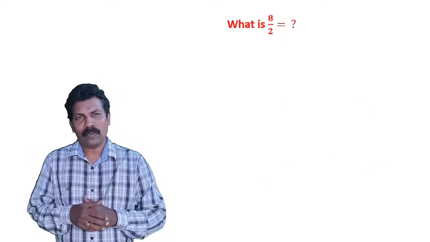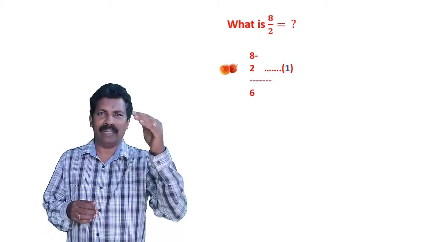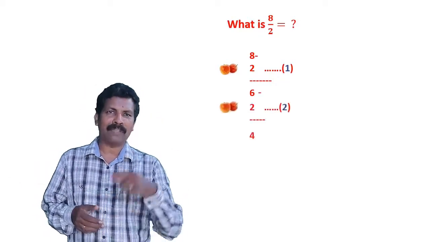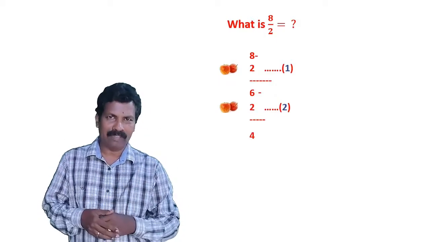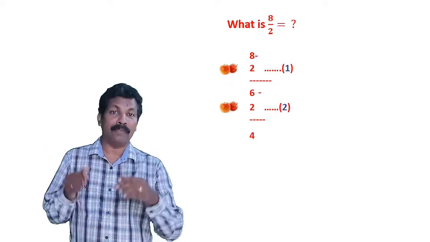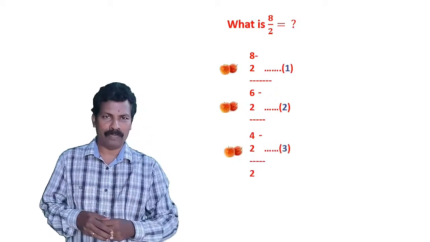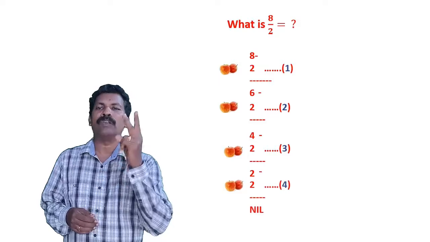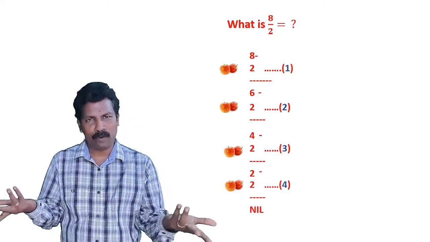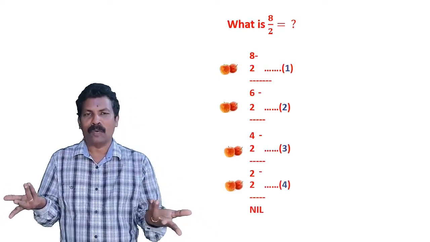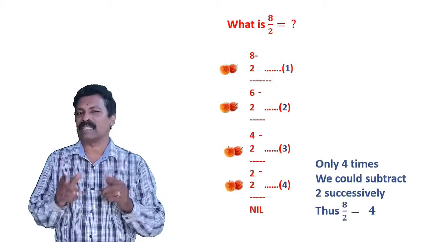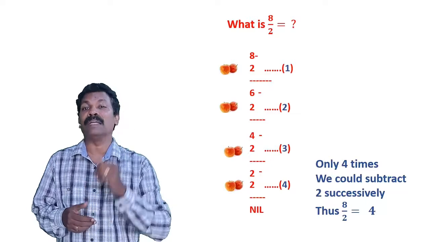What is 8 by 2? Again, we remove 2 apples from 8 apples. We are left with 6 apples. Again, for the second time, we remove 2 apples. We are left with 4 apples. Again, for the third time, we are removing 2 apples. We are left with 2 apples. And finally, for the fourth time, we are removing 2 apples. We are left with no apples. So only 4 times we could subtract 2 successively. Thus, 8 by 2 is equal to 4.